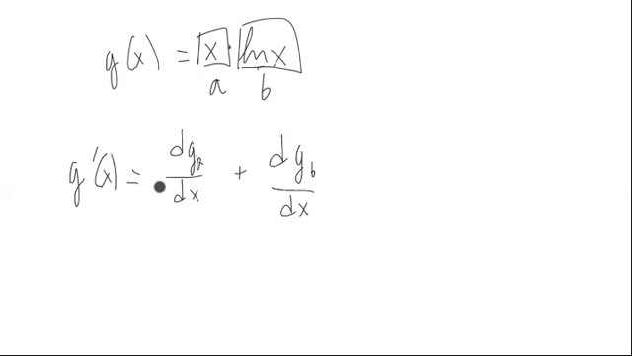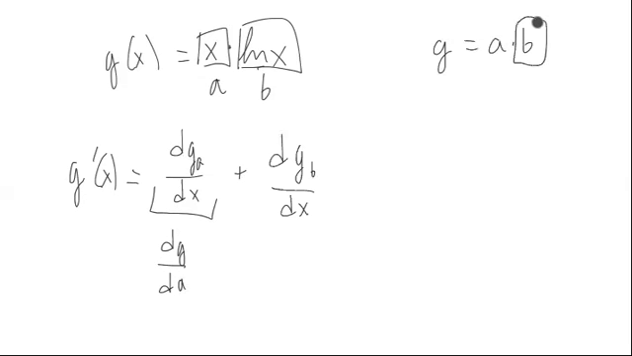But let's look at this a little bit here. This is like taking the derivative with respect to a. This is like saying dg dA, where b itself is like a constant. So we can even think of g as being equal to a times b, where b is a constant. And then in this situation, we're looking at taking the derivative of g with respect to a. Then, to get the derivative with respect to x, we can multiply by the derivative of a with respect to x.